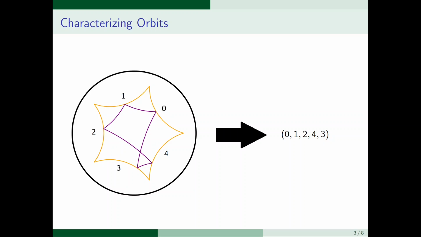So we can characterize these orbits by recording which sides they hit in which order. For instance, given this periodic orbit, let's say it starts at side 0, then afterwards it hits side 1, side 2, side 4, side 3, and so this will give us a code of 0, 1, 2, 4, 3.